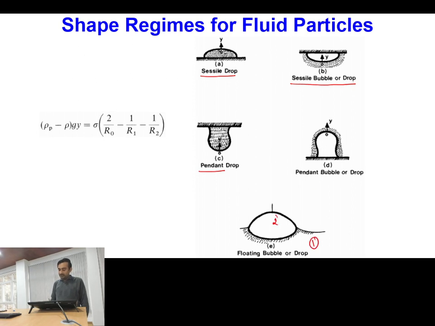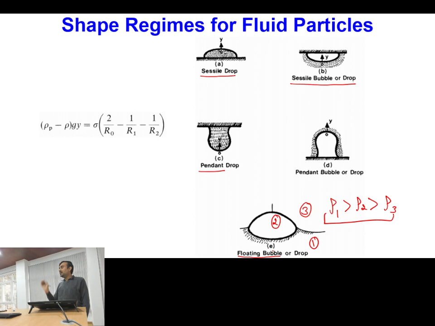If we have three phases which are interacting with each other, and their density distribution is such that rho 1 is greater than rho 2 greater than rho 3, then we will have the existence of particles something like this, which we call floating particles.